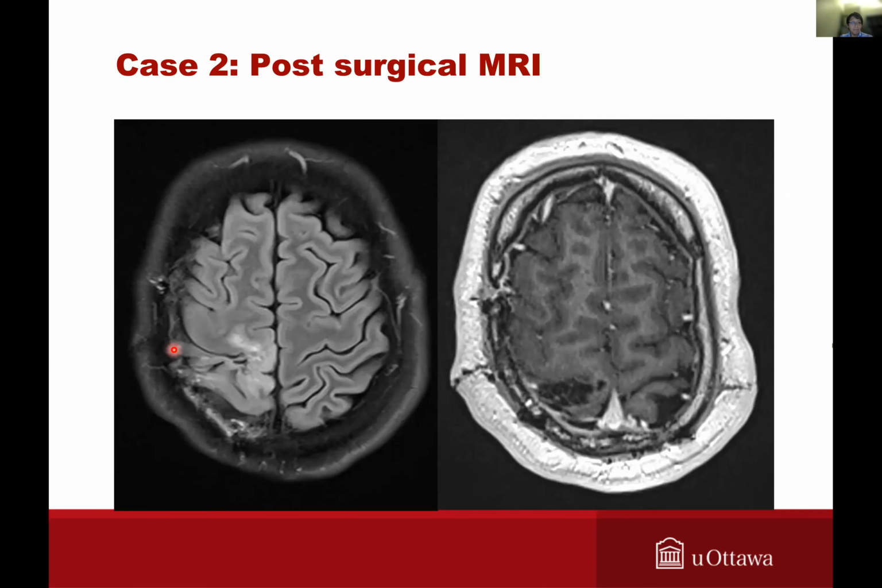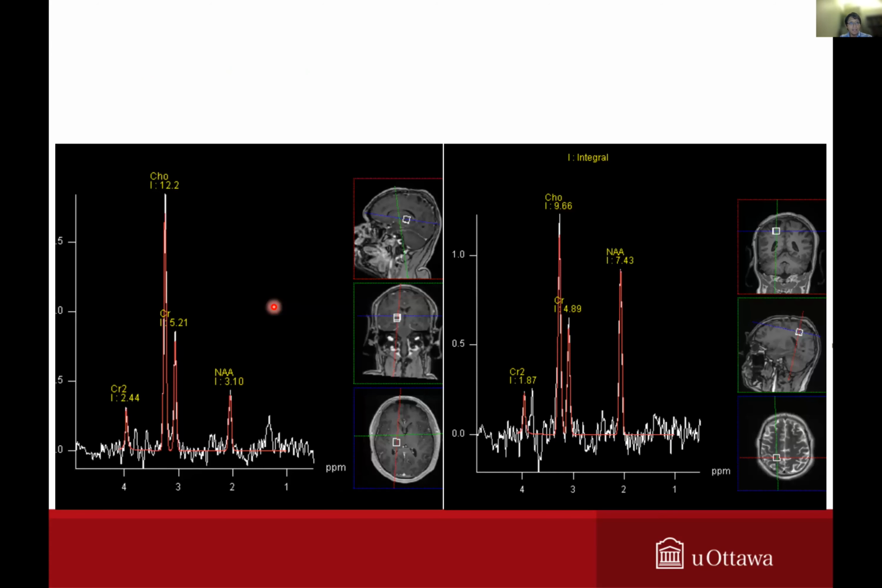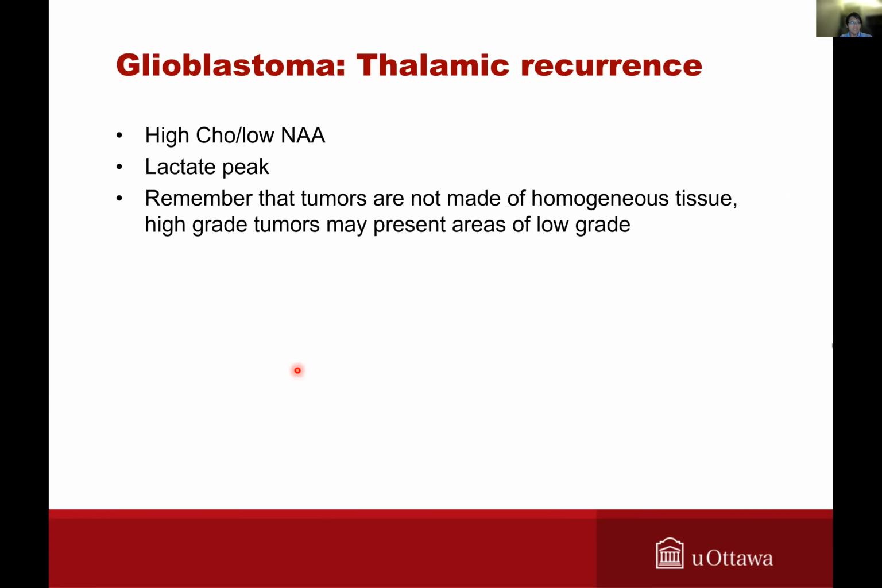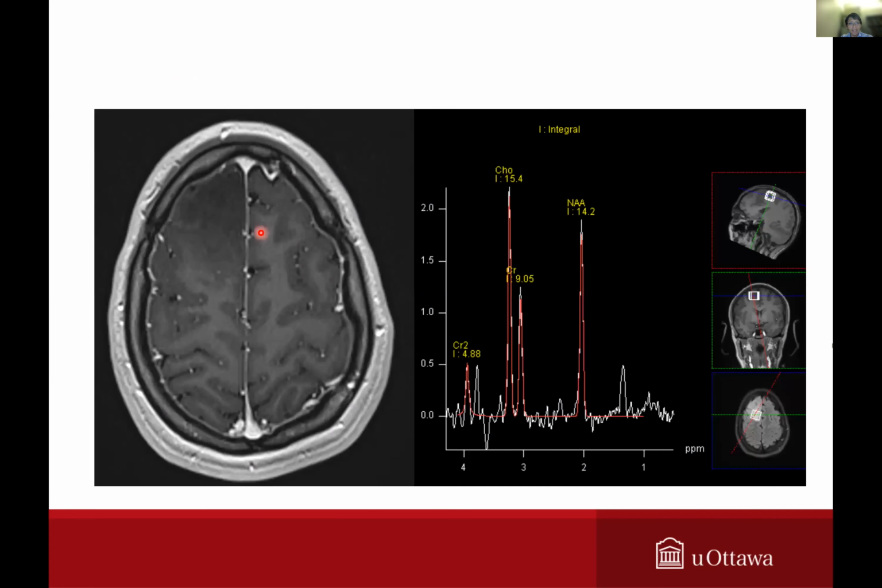This is the same patient that was operated on, and this is the post-surgical MRI. You can see that 2 months later the patient has a new lesion in the right thalamus. The spectroscopy in that area shows a high peak of choline and low NAA, so that was a thalamic recurrence. This is a different patient. You can see that the cortex is quite thin. The signal intensity in the right superior frontal gyrus is very high, close to the CSF signal intensity. No enhancement. Choline is slightly higher than NAA.